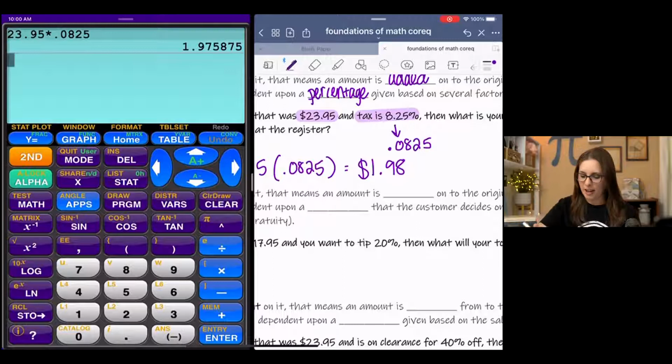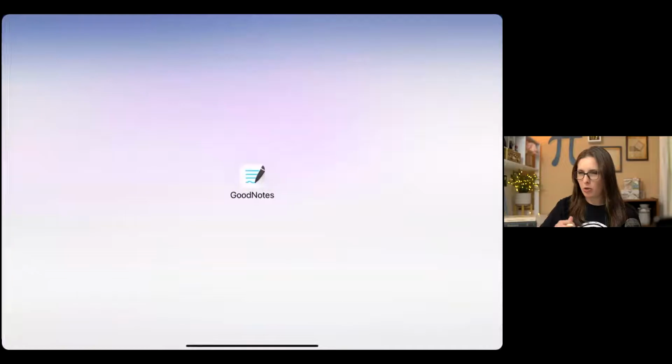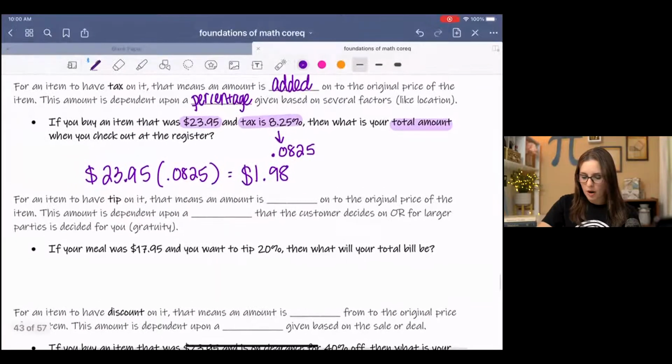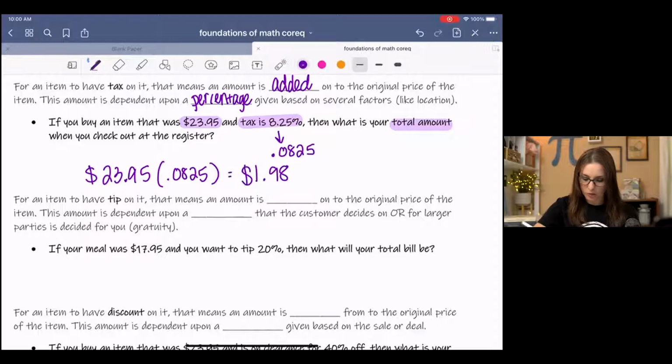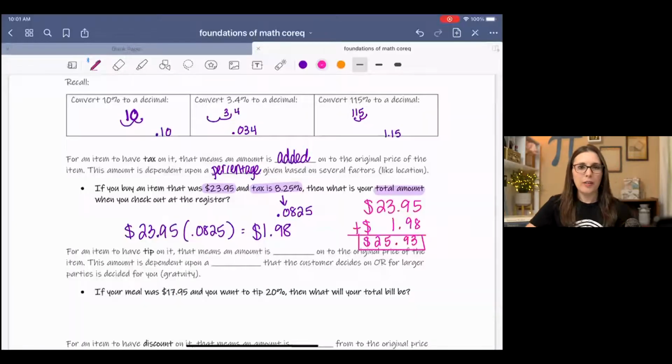No. If our original price was $23.95, then my total is not going to be $1.98. What is this amount? What am I going to do with this amount? It's a tax, so I'm going to add it to the original, which means I'm going to take $23.95 and add $1.98. And then that will give me my total. When we add those two amounts, we get $25.93 for your total at the cash register.